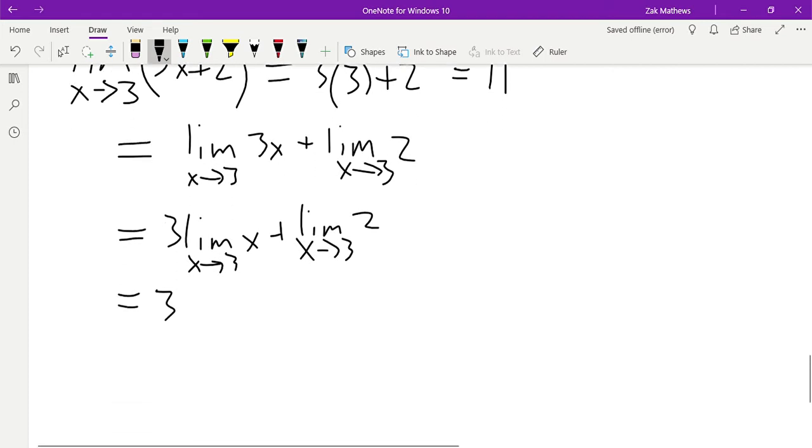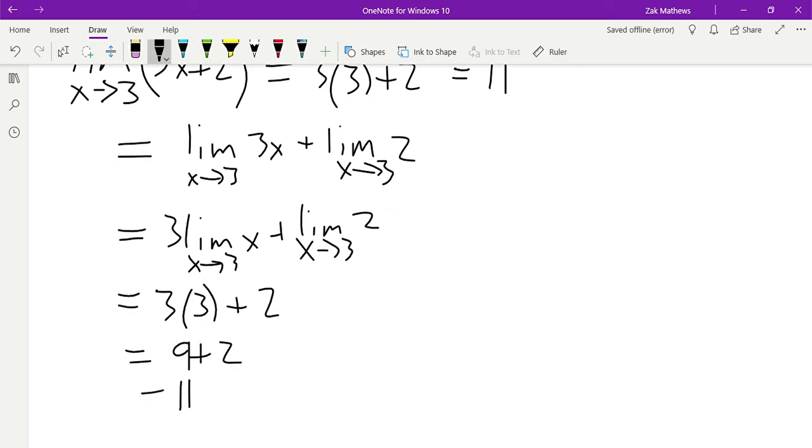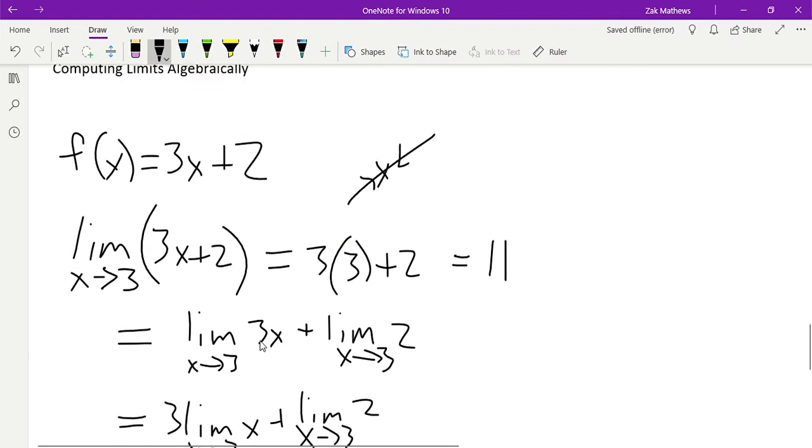And so I'll have 3 times, just plugging in that 3 for the x, and then we have our 2. 3 times 3 is 9, plus 2 will give me the same 11. Now I do want to stress in this example, the first time, notice when I did it, I plugged in right away. I never write the limit again.